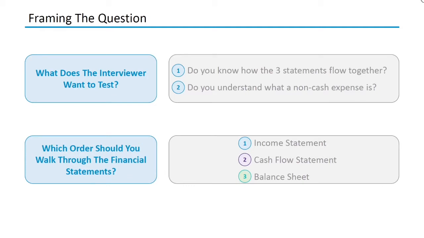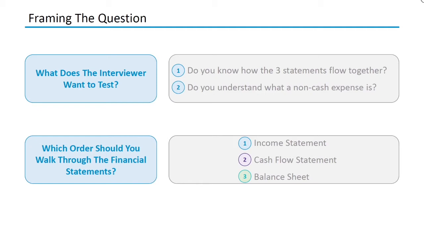When I was going through the interview process, it was always helpful to understand what the interviewer wanted to test. And for this question, the interviewer wants to test two different topics. One, do you know how the three financial statements flow together? And two, do you understand what a non-cash expense is and the impact that a non-cash expense has on the three financial statements?